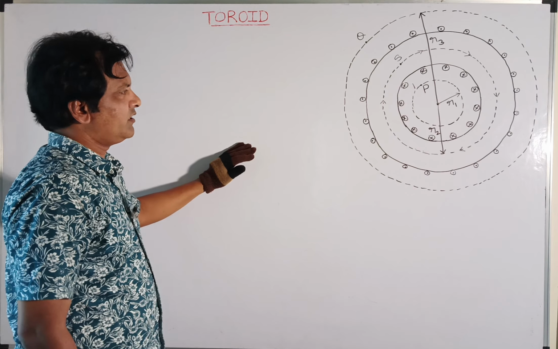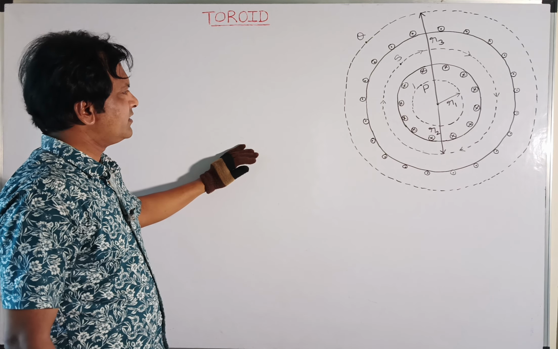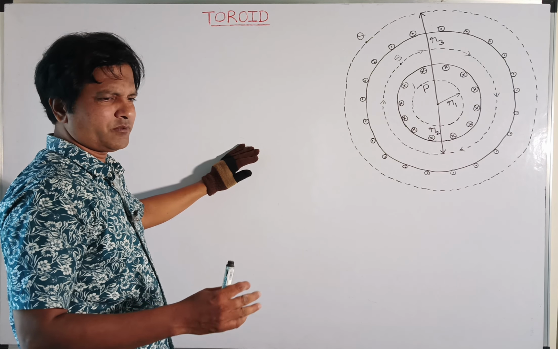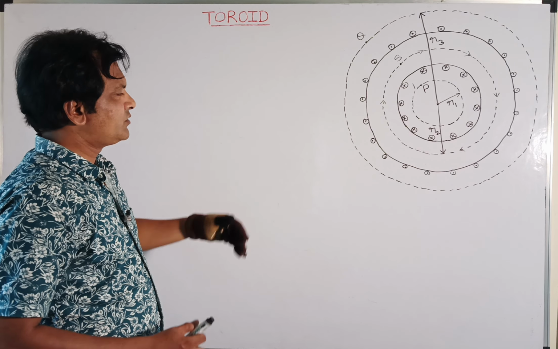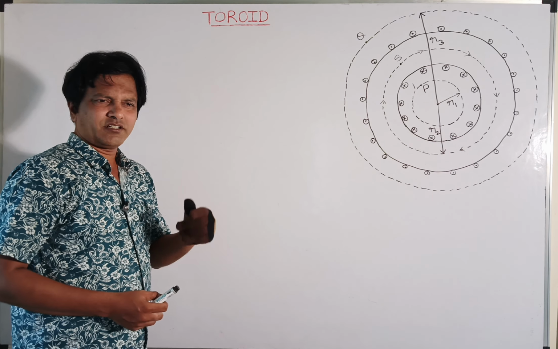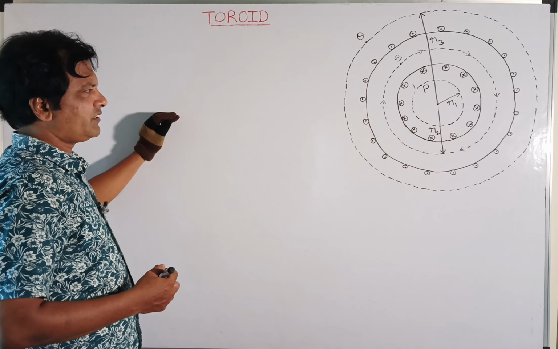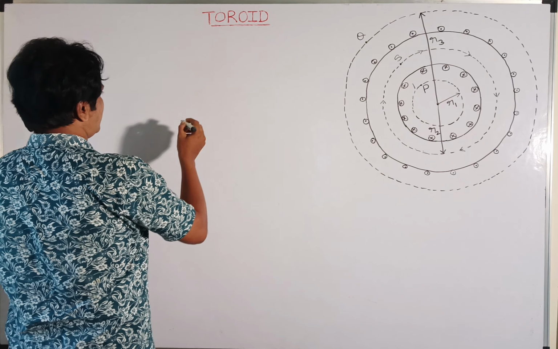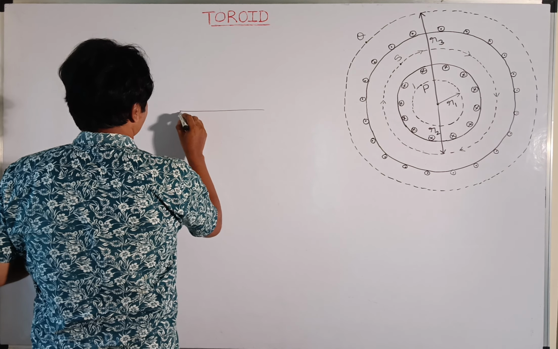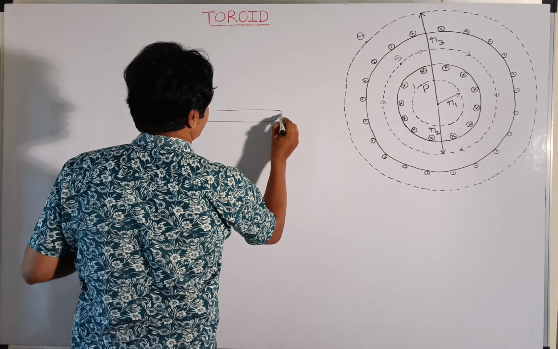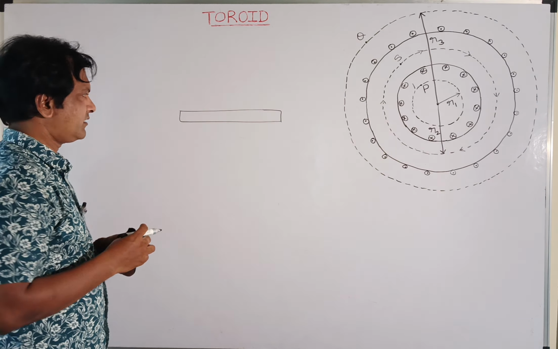Here we see what is a toroid. This is another shape of a solenoid. A solenoid has so many turns of a conductor wound on a metal rod or another better conductor.